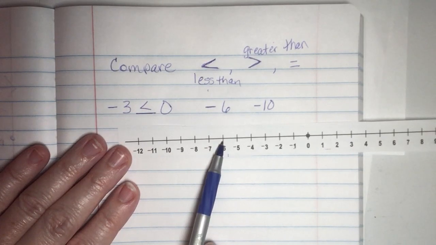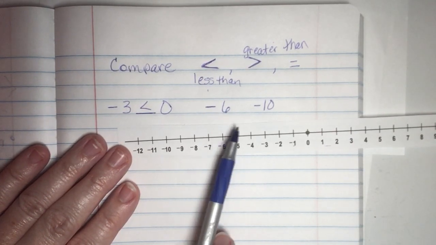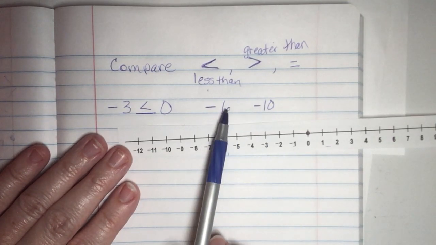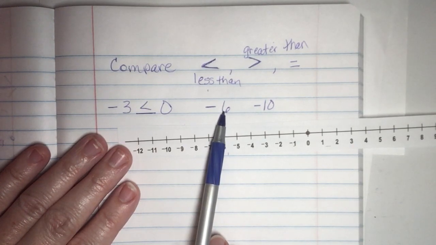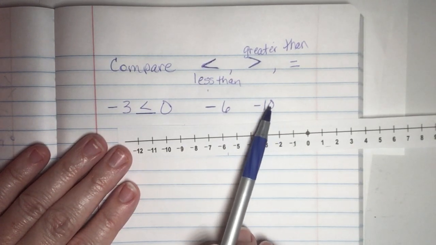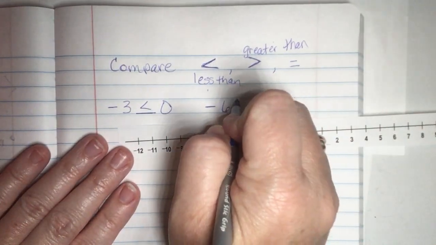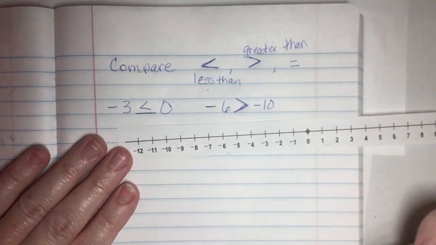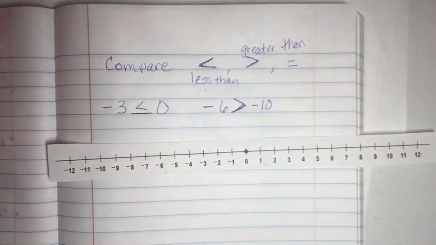So the closer a number is to 0, the bigger it is. Or the more negative it is, the smaller it is. So you can think about it either way. So -6 is closer to 0, or it's closer to being positive, so that means it's bigger. Or you can think, okay, well, -10, that has more negatives, so it's smaller. Either way, you're going to get that -6 is greater than -10.